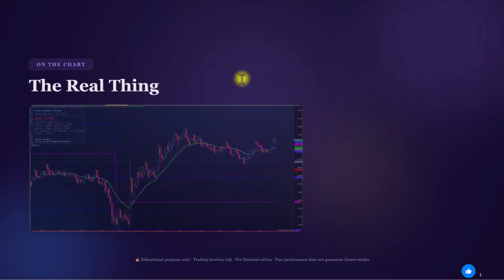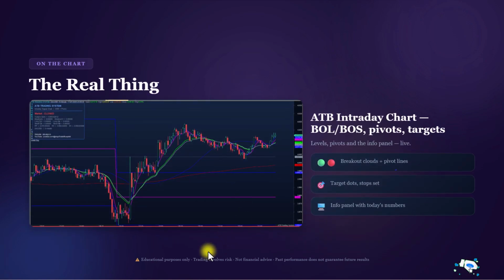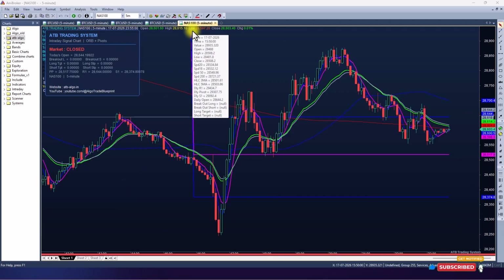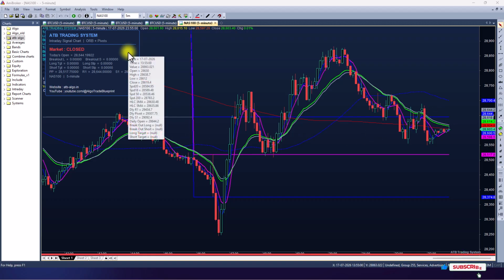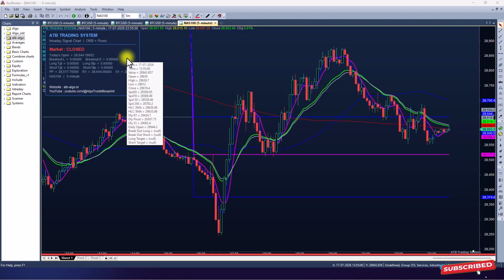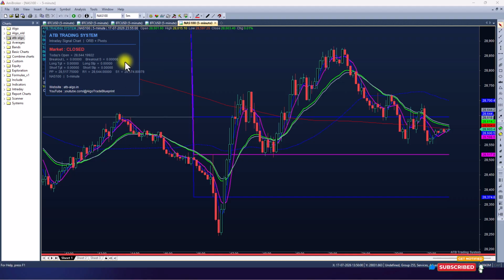Here it is on a live Amibroker intraday chart. The breakout clouds shade the trigger zones around the open. The pivot lines frame the bigger structure. Target dots mark your exits, and the ATB info panel tracks the day's numbers. You can see how the levels box in the session. You know exactly where price is likely to react.